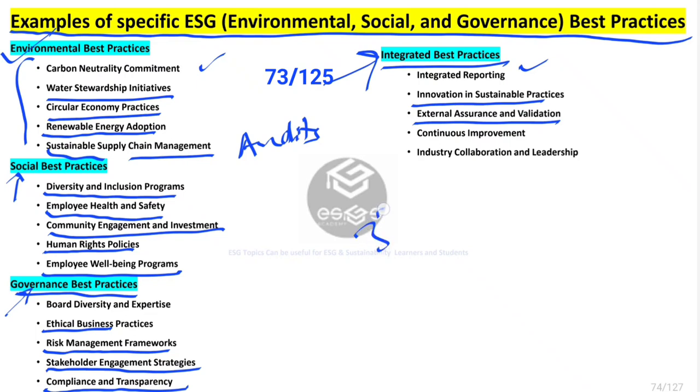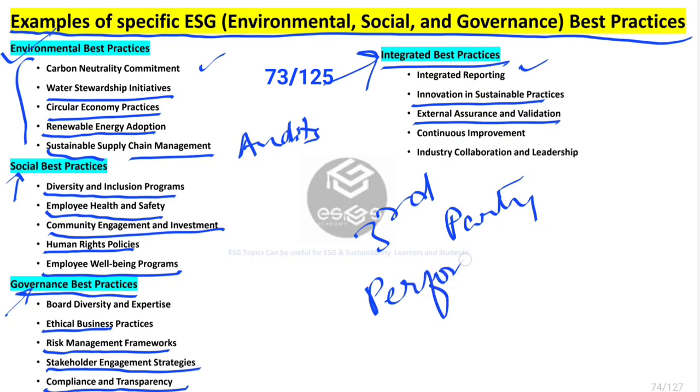Next comes external assurance and validation. So we seek third party independent assurance or certifications to verify the accuracy and credibility of ESG disclosures and all performance based data. Then talk about continuous improvement. Also, we need to establish mechanisms for ongoing evaluation, monitoring and improvement of ESG practices. Also, we set ambitious goals and track progress over time.